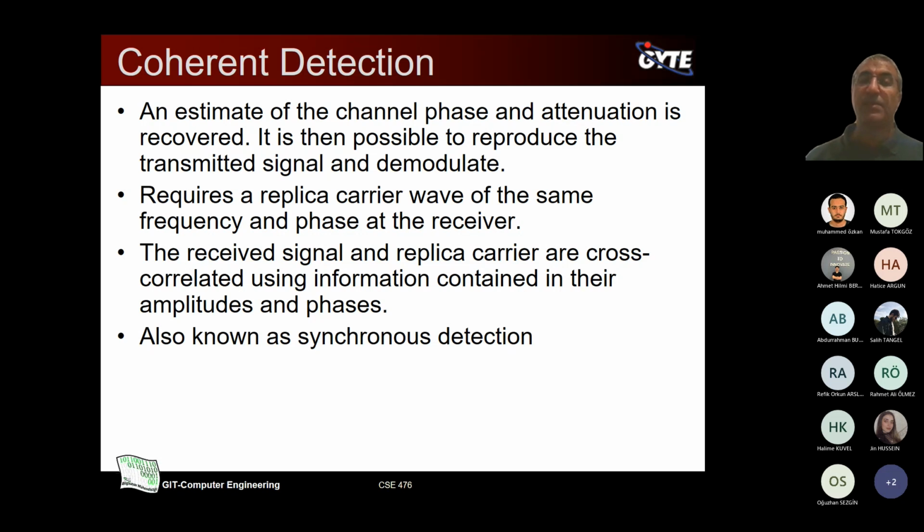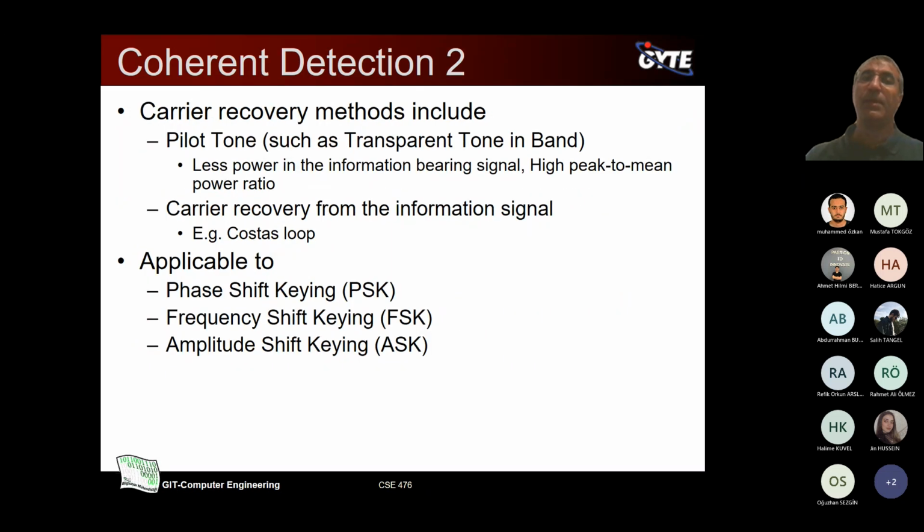And this is sometimes called synchronous detection. And there are different methods for the carrier recovery. One of them is pilot tone: less power in the information bearing signal, but there is a high peak to mean power ratio problem. And another method is carrier recovery from the information signal by itself.